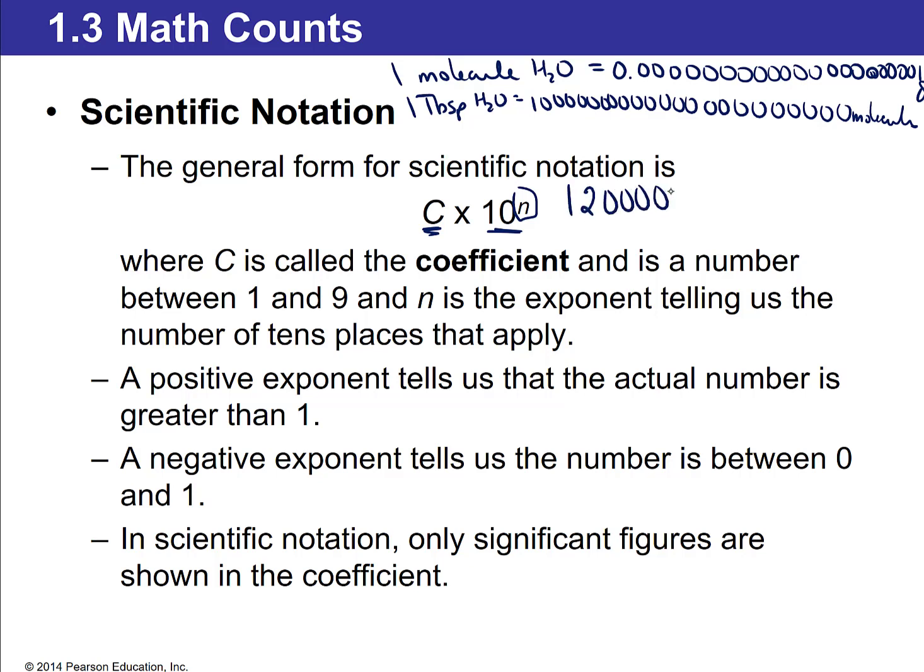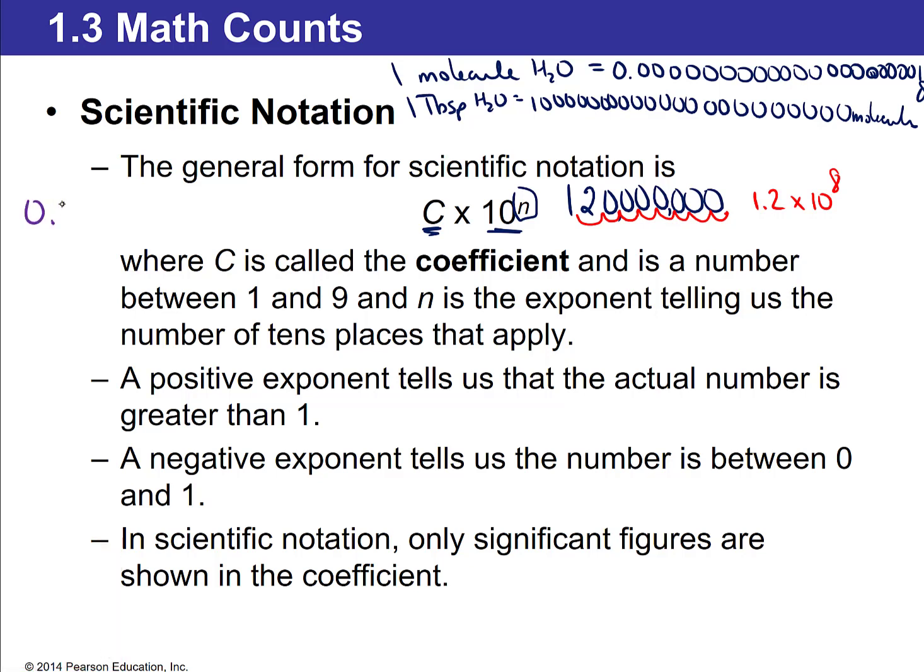So what about if you have this? That's 120 million. If I want to put 120 million into scientific notation, I want to make my number between 1 and 9. So that means that I have to move my decimal place 1, 2, 3, 4, 5, 6, 7, 8. I have to move it 8 places. So it would be 1.2 times 10 to the 8th. That 8 tells you the number of decimal places. When 8 is a positive number, you know it's a number larger than 1.